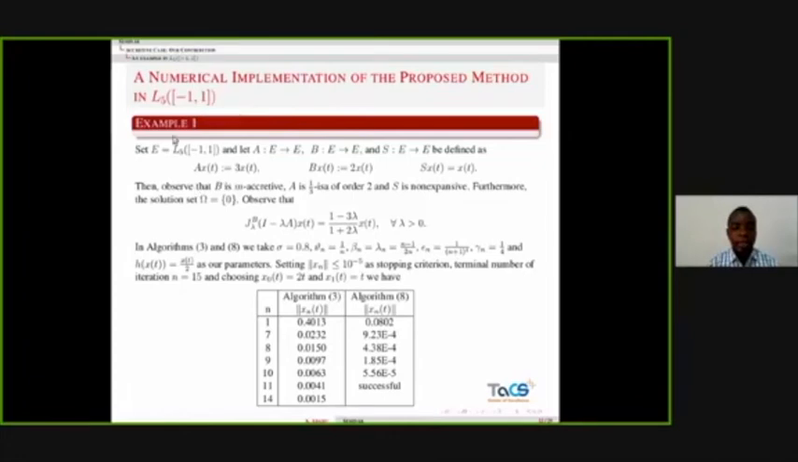So we considered L5 of minus 1, 1, because we set A to be this, B to be this, and we choose X to be identity to enable us compare with the algorithm of Wang et al. So observe that for this example, just our proposed method satisfied the stopping criteria after the first 10 iterations, while the algorithm of Wang et al. is yet to satisfy the stopping criteria when the maximum number of iterations was exhausted.